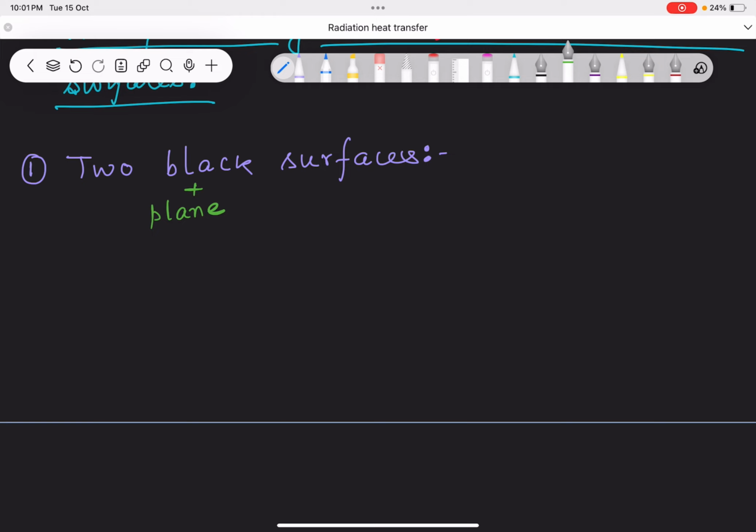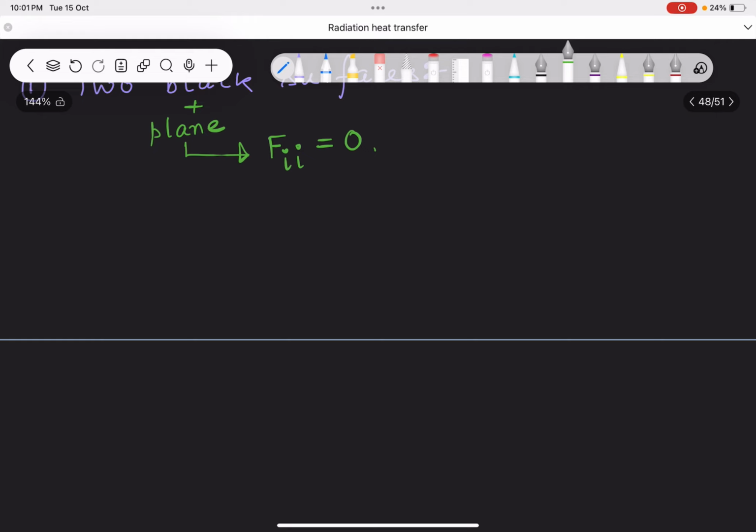If I say it is a plane surface, then it directly indicates that my Fii is equal to 0. Clear? First let us consider two surfaces. This is my surface 1, having temperature T1, and this is my surface 2, having temperature T2. Clear? Both of these surfaces are black surfaces.